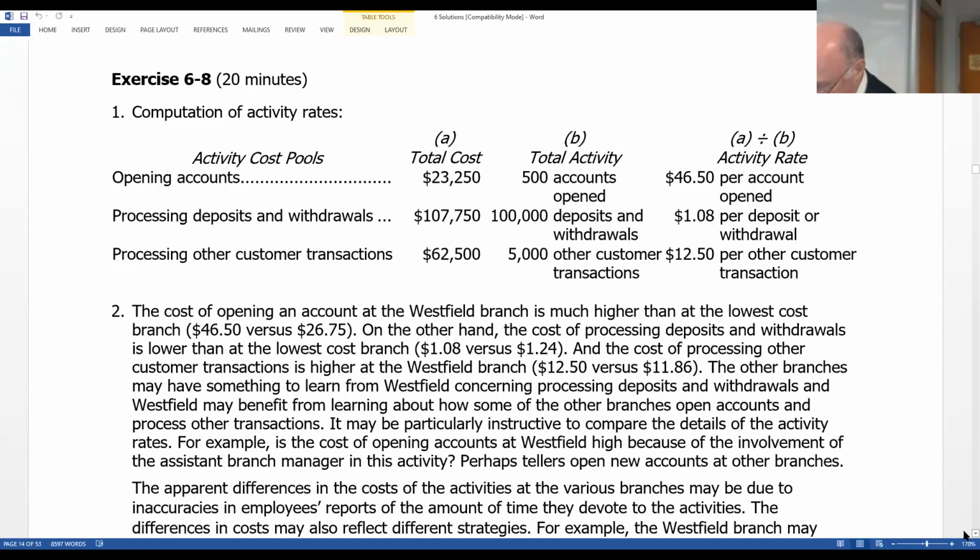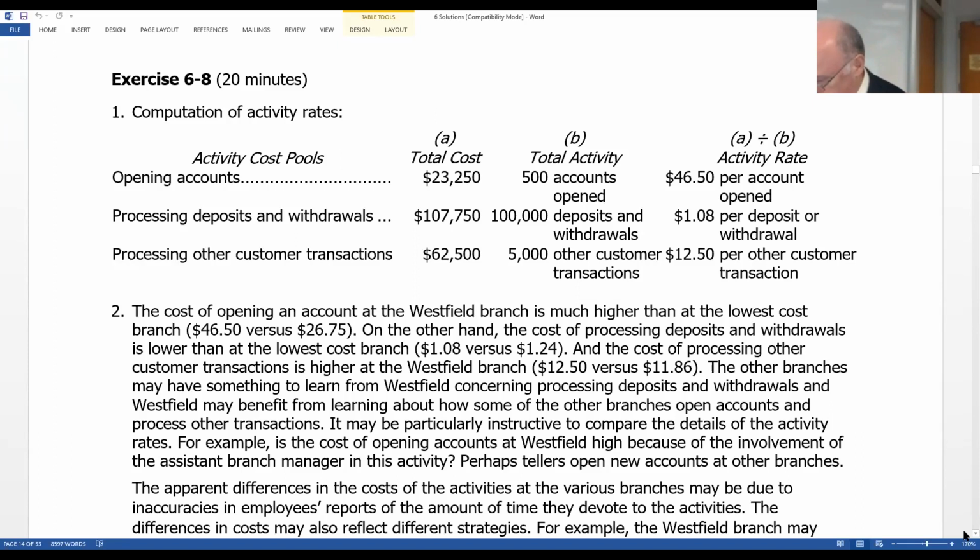So the first requirement, well, we already did the first requirement. Using the first stage allocation and above that, compute the activity rates. We did that. Part 2, what do these results suggest to you concerning the operations? Well, you compare it to the other ones. Opening accounts at the lowest cost branch cost $26.75. It costs you $46.50. The lowest branch did it for $26.75. So what do you do? You go to that low-cost branch and say, how did you do this? And then when you find out, you go to the other branches and say, this is how that branch did it. Let's see if you can do the same thing.